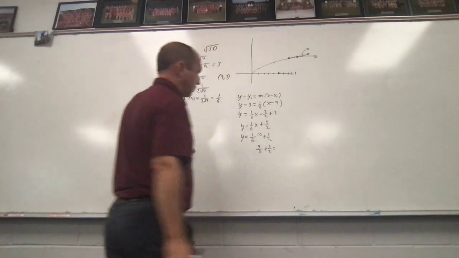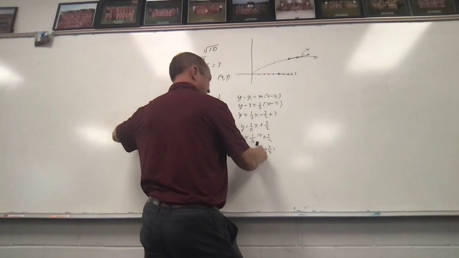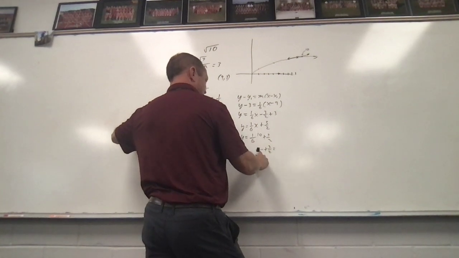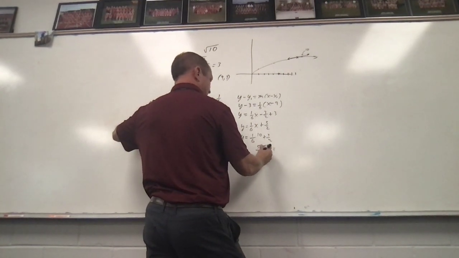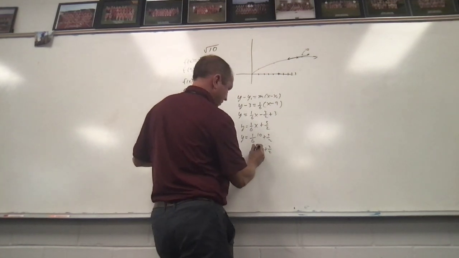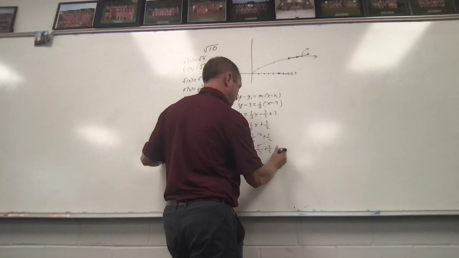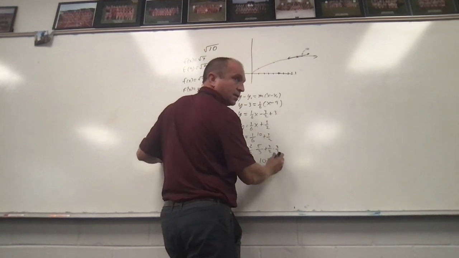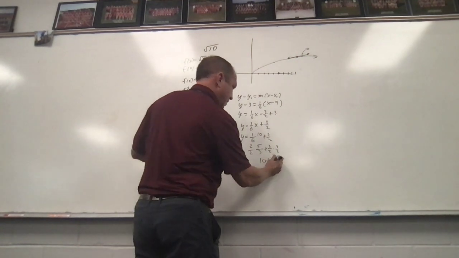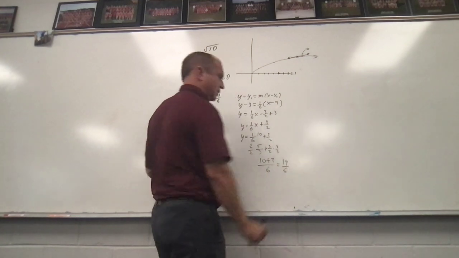I've done something wrong. Wow, that was horrible math. I'm glad y'all didn't see me do that. So this is 2 over 2, this is 3 over 3. So it's 10 plus 9 over 6, which would be 19 over 6.